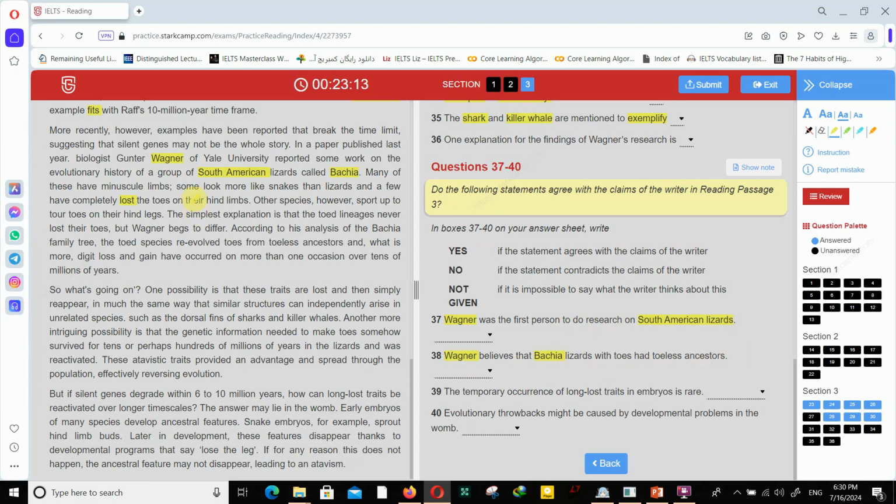So I couldn't find anything about that actually. Let me just move on. The simple explanation is that the toed lynx never lost their toes, but Wagner begs to differ. According to his analysis of the Bacchia family tree, the toed species re-evolved toes from toeless ancestors. Yes, here it says that.